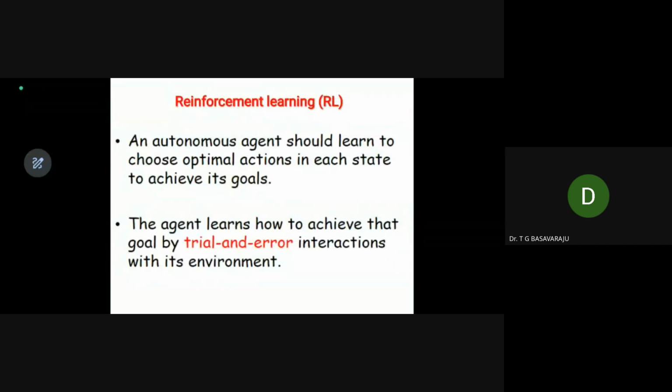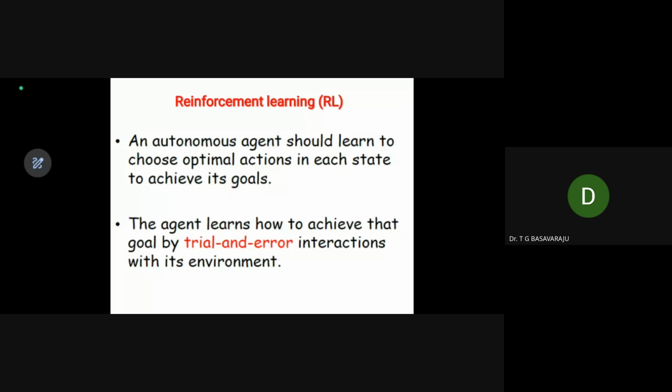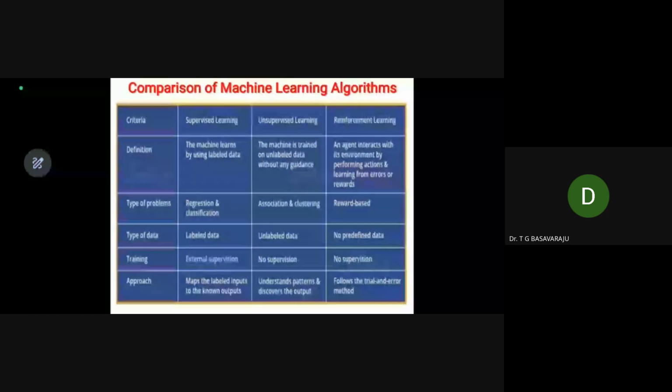So an autonomous agent should learn to choose optimal actions in each state to achieve its goal, and it does it by trial and error method, interactions with the environment. So here one example is Oompa's world, you would have heard about. So if it goes into a particular pit or something, it would be losing points in the gaming of the Oompa's world, right? So it is the same way.